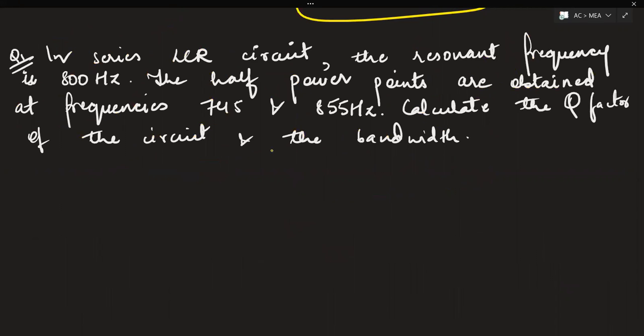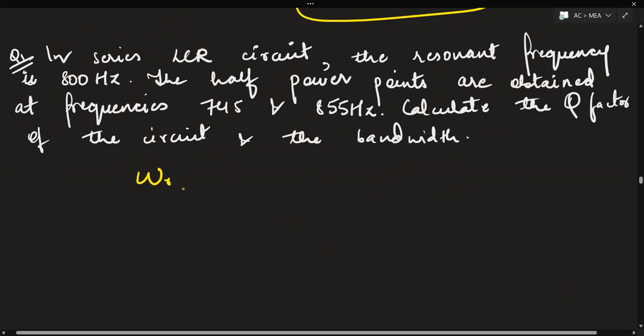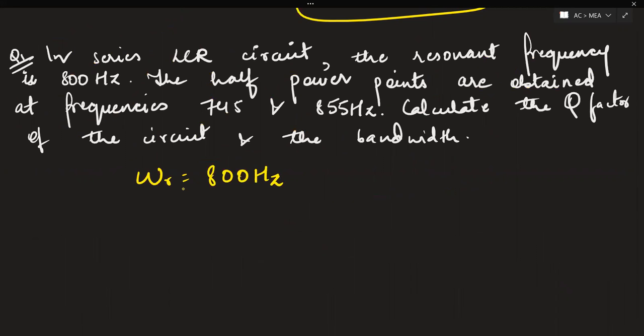See, this question says what? In a series LCR circuit, the resonant frequency is 800 hertz. So resonant frequency means omega R is given to you as 800 hertz. And the frequencies on either side of the graph, which we call omega 1 and omega 2, are given: omega 2 is 855 hertz and omega 1 is 745 hertz.